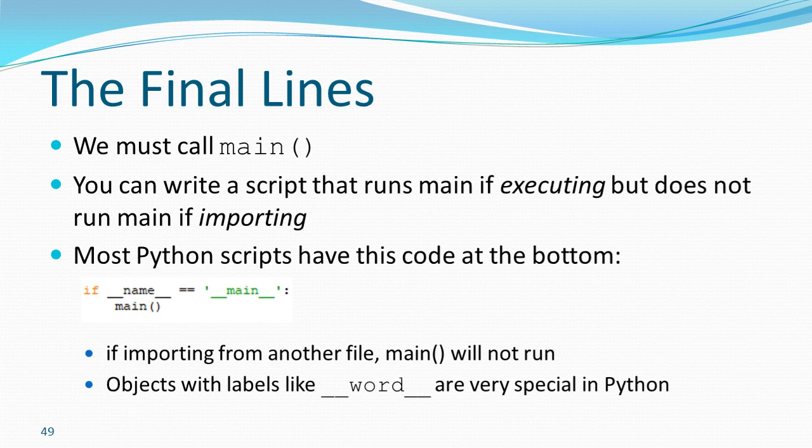If __name__ == "__main__", that's a string, colon, then call main. So again, if you're running this script from the command line, it will run because name will be main. But if you're importing, then it will not. And the double underscore word has a very special meaning in Python. When we get into more advanced programming, we'll see some other examples.